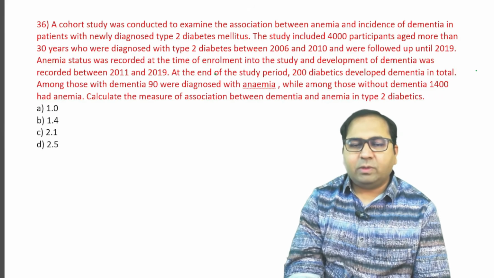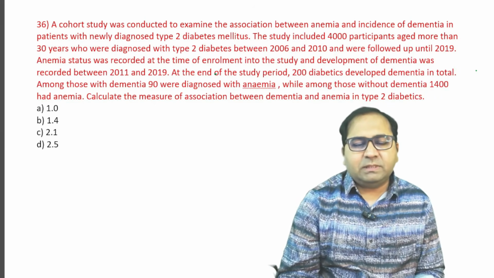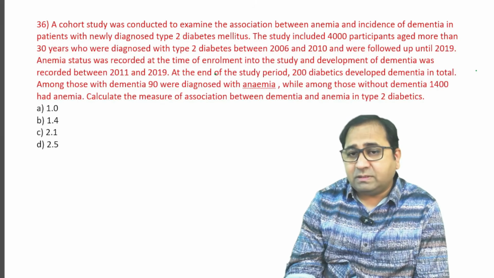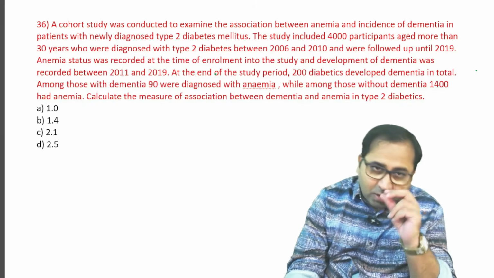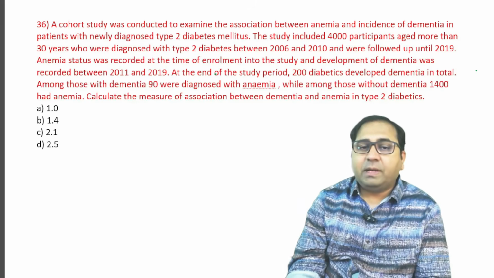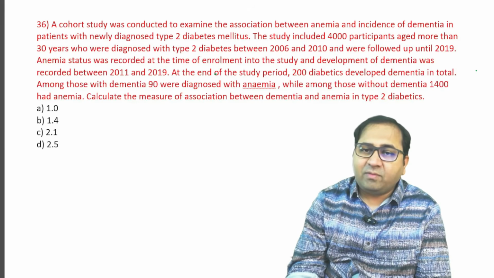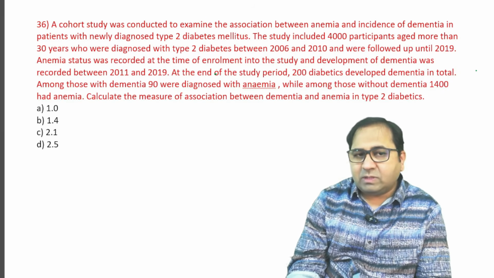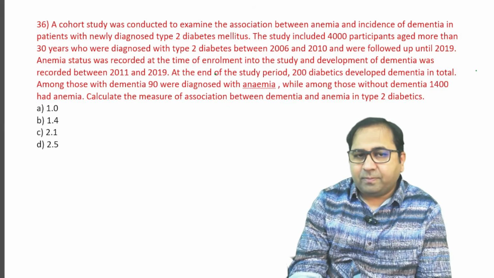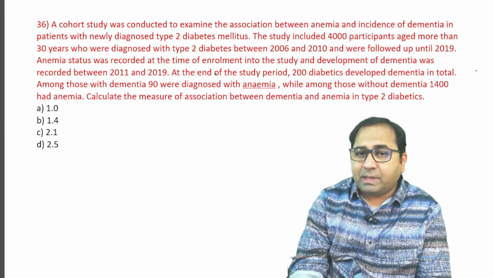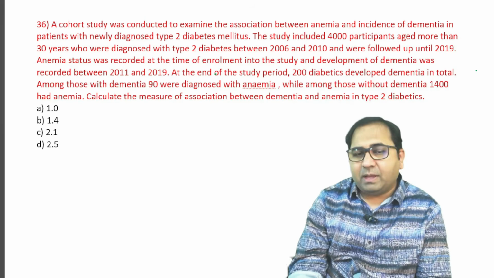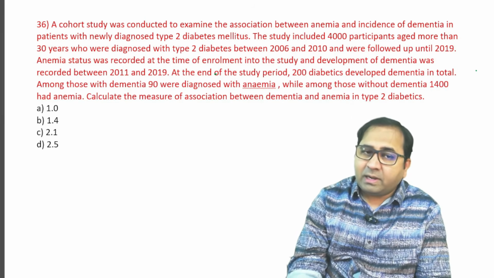A cohort study was conducted to examine the association between anemia and incidence of dementia in patients with newly diagnosed type 2 diabetes mellitus. The study included 4,000 participants aged more than 30 years who were diagnosed with type 2 diabetes between 2006 and 2010 and were followed until 2019. The anemia status was recorded at the time of enrollment into the study, and development of dementia was recorded between 2011 and 2019. At the end of the study period, 200 diabetics developed dementia in total. So among those with dementia, 90 were diagnosed with anemia, while among those without dementia, 1400 had anemia.